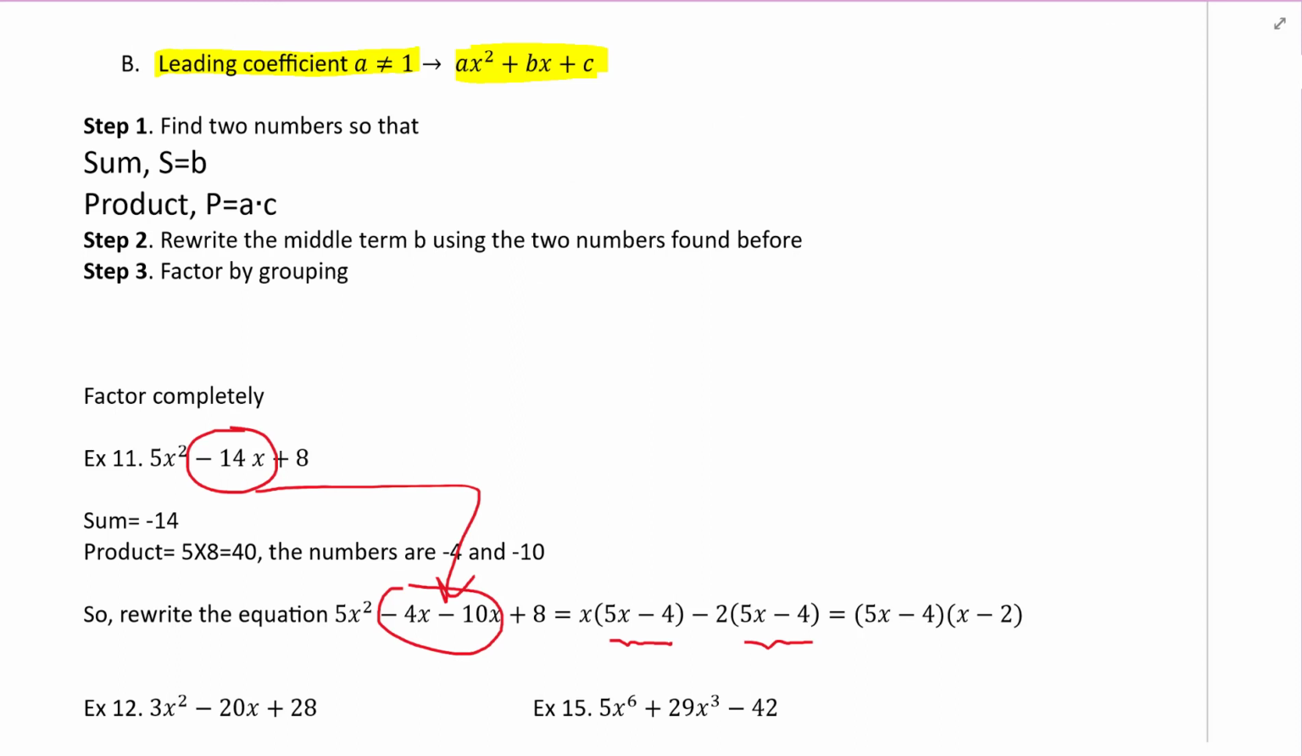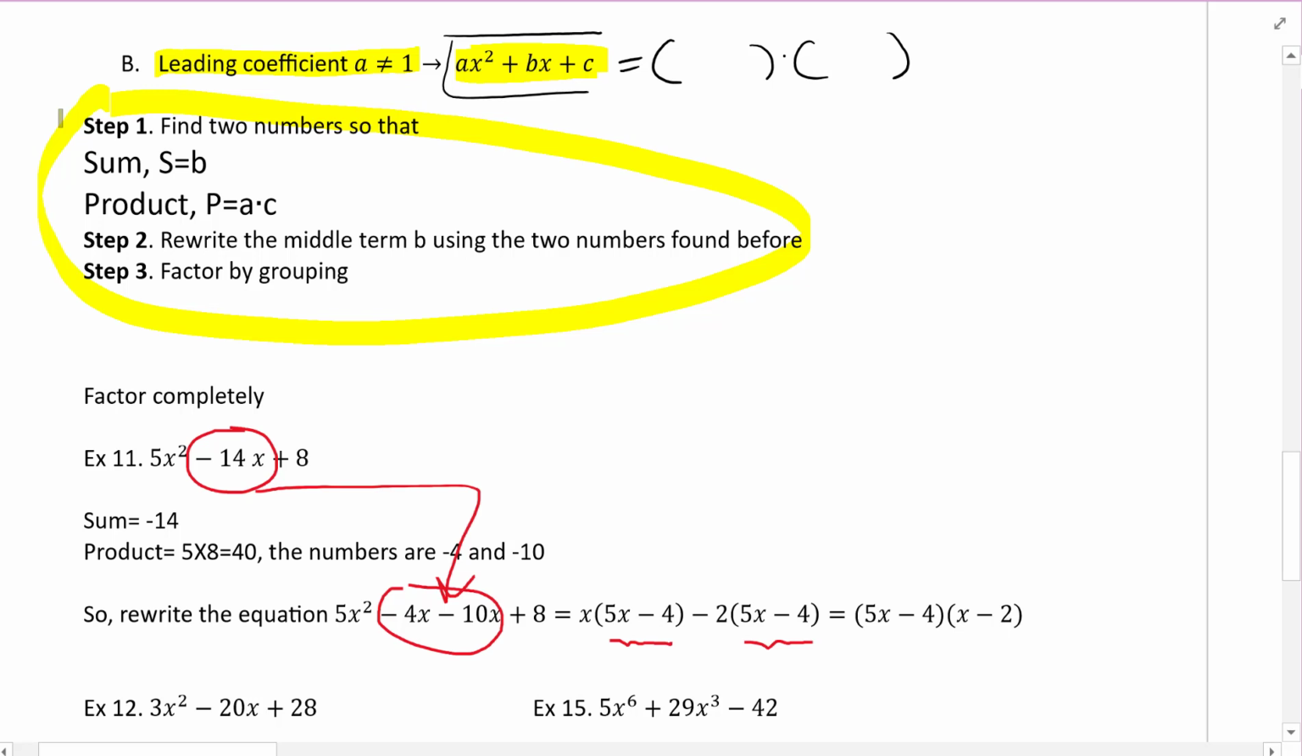Now let's look at the second situation where the leading coefficient is not 1. So we have to factor a x squared plus bx plus c. Again, we are looking to get some values inside these parentheses and multiply them. The process is here, so please read it carefully. The idea is to find two numbers that have the sum equal to b like before, but the product is a times c, so we'll have to multiply these two together. Then we rewrite the middle term b using the two numbers found before, and then factor by grouping.